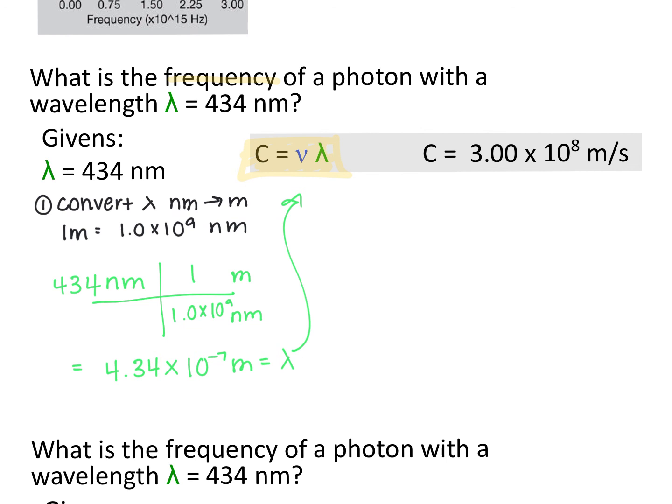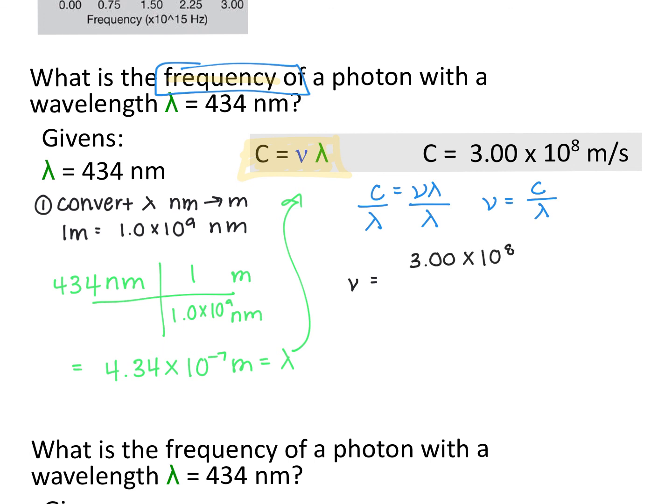So now all I have to do is plug everything in, okay? In this case, I want the frequency, right? So the frequency is my V. So I need to take my equation and rearrange it so that frequency is on its own. To do that, I'm going to divide my wavelength over. So I get frequency is equal to the speed of light divided by wavelength. So I will plug in my 3.00 times 10 to the 8th divided by my 4.34 times 10 to the negative 7.